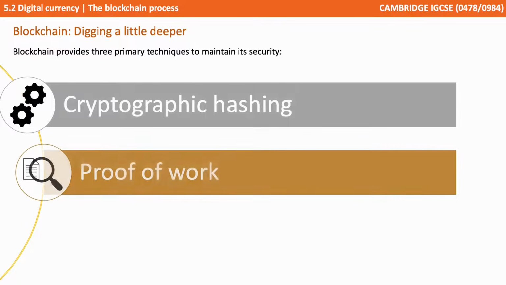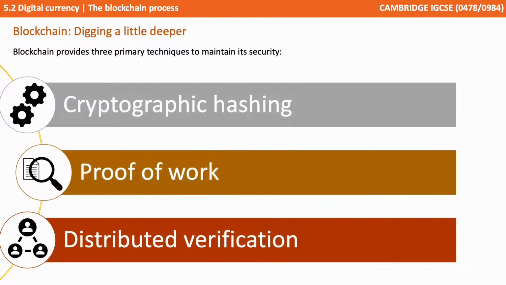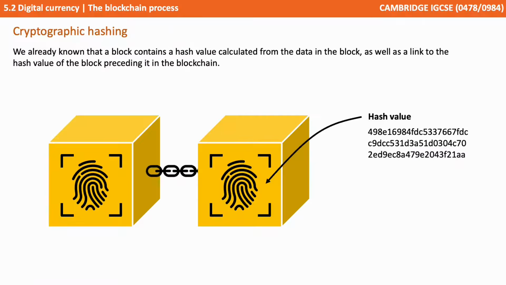Blockchain provides, amongst others, three main techniques that we're going to discuss to maintain its security: cryptographic hashing, proof of work, and distributed verification. We'll look at each of these in turn. So we already know that a block contains a hash value calculated from the data in the block, as well as a link to the hash value of the block preceding it in the blockchain.